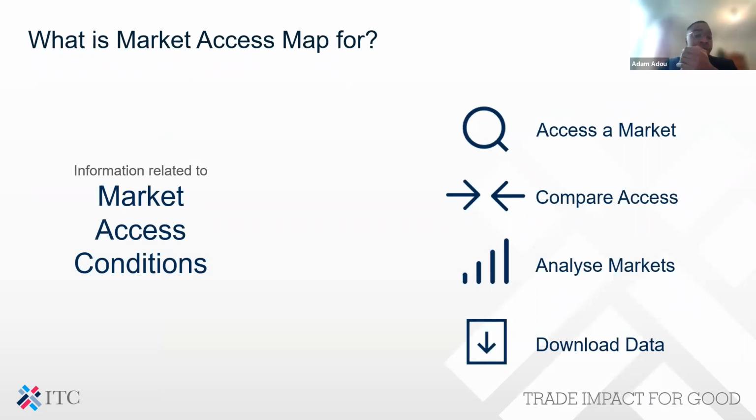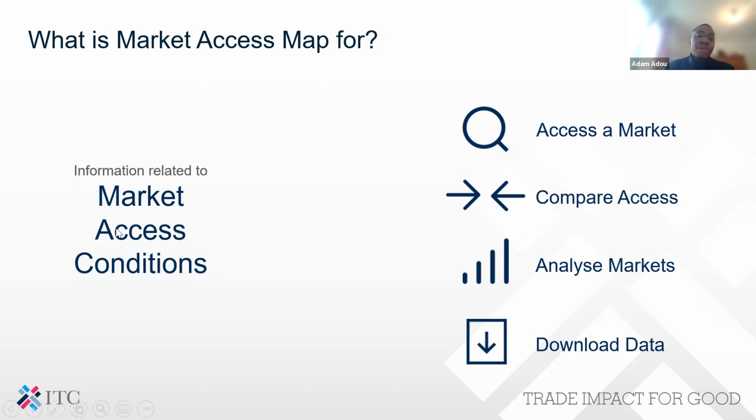So what is Market Access Map for? You will have 4 different modules, 4 ways to use the website, 4 important categories. The first one is all the information you're going to have regarding market access: basic information, tariffs, export and import requirements. You will also have information about trade remedies or trade agreements.